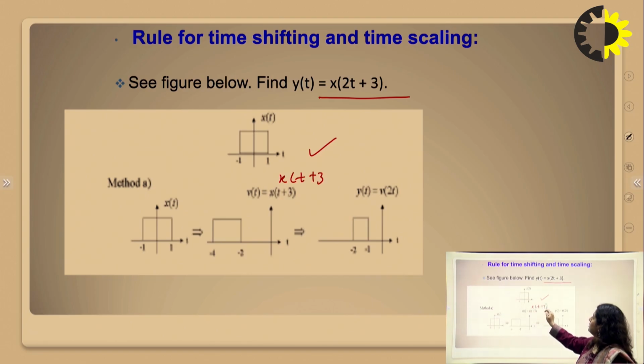And then we have scaling, by 2, where there will be a compression. So -4 becomes -2, and -2 becomes -1. The amplitude remains the same, 1. So in this way we can have the shifting and scaling procedure on a particular signal x(t).